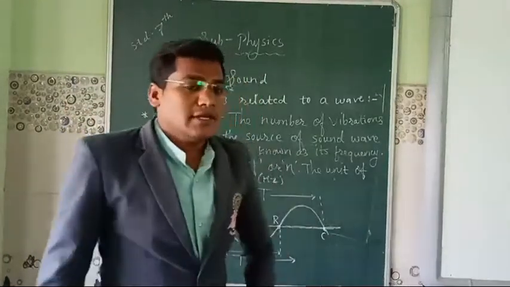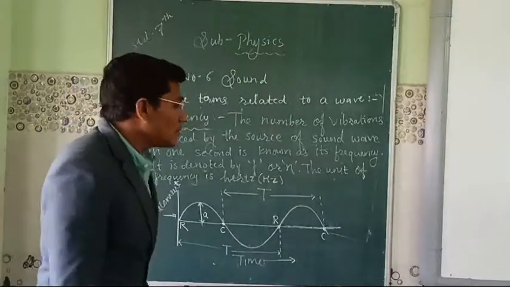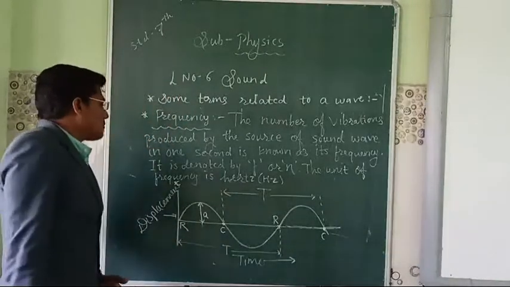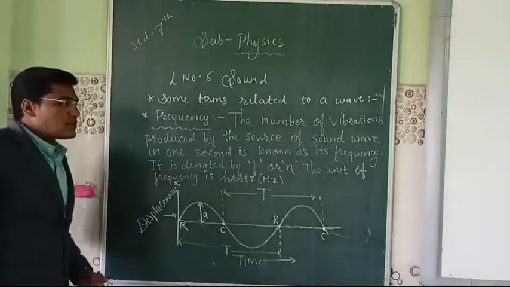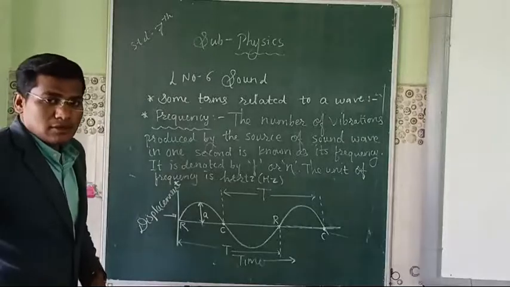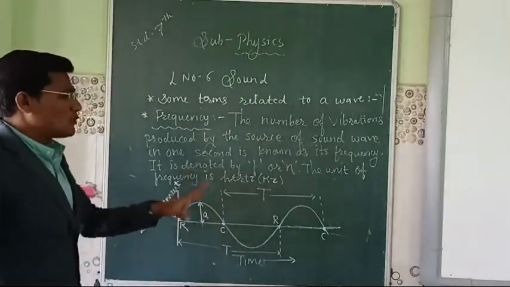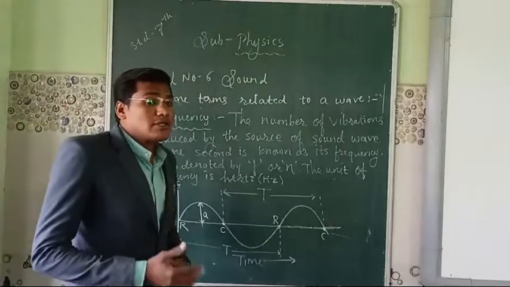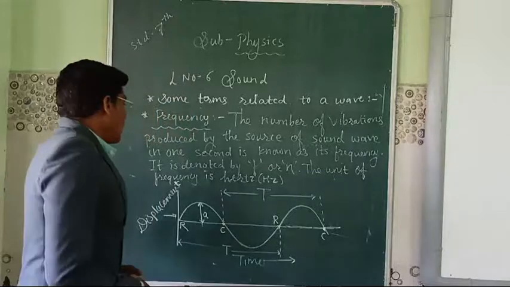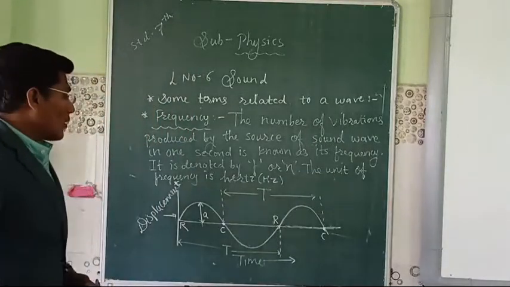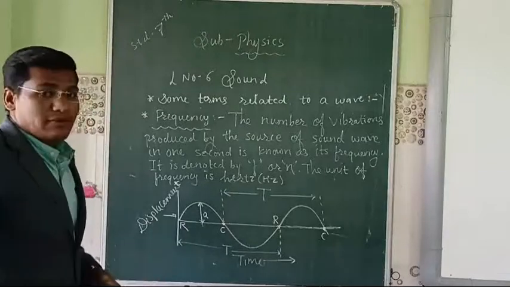Now the next term, which is the last term, is frequency. The number of vibrations produced by the source of a sound wave in 1 second is known as frequency. What is meant by frequency? How many vibrations are produced by the source of sound wave in 1 second is called its frequency.